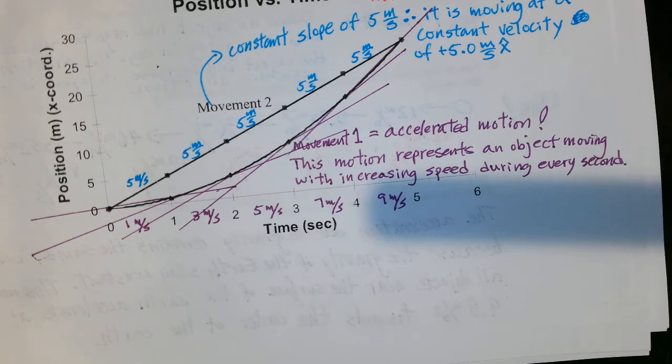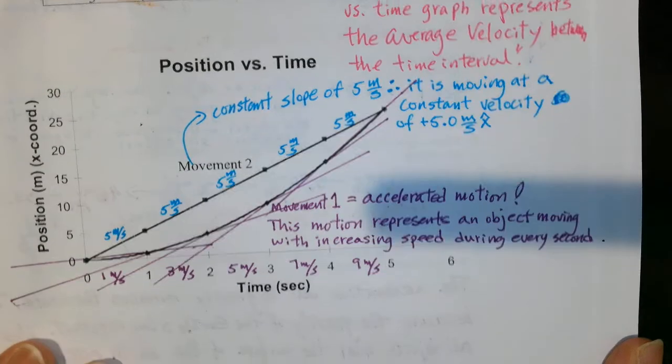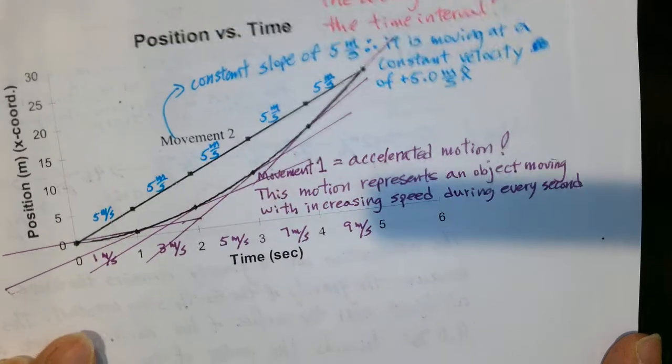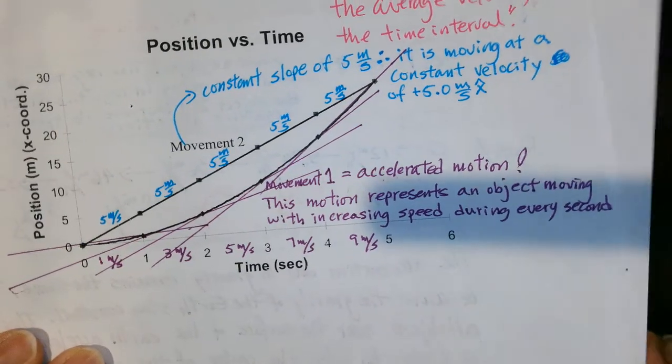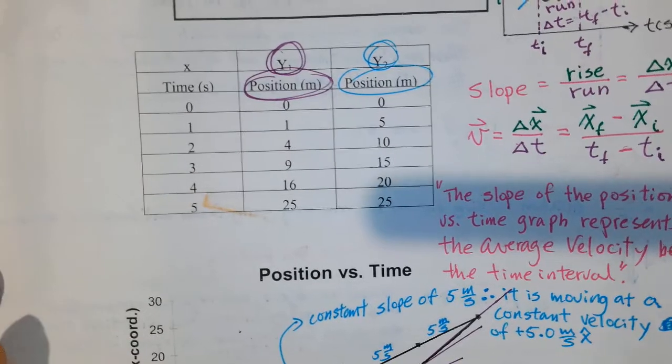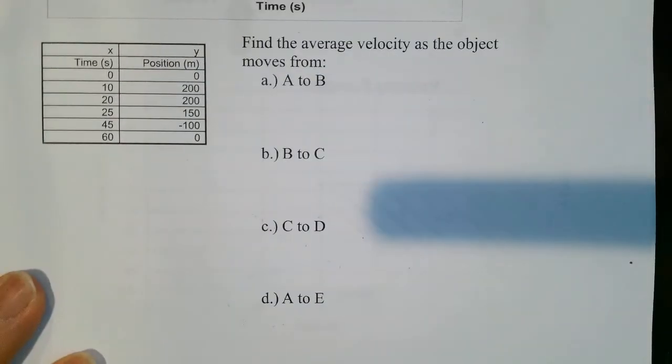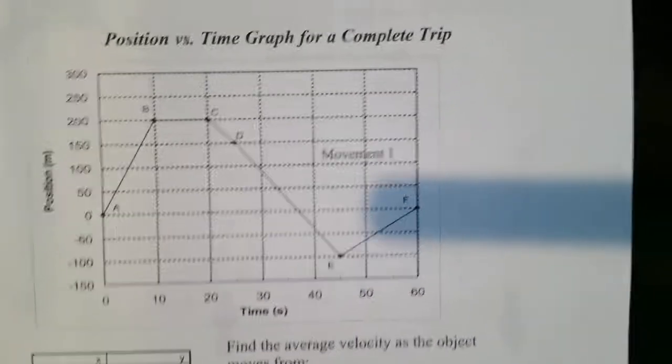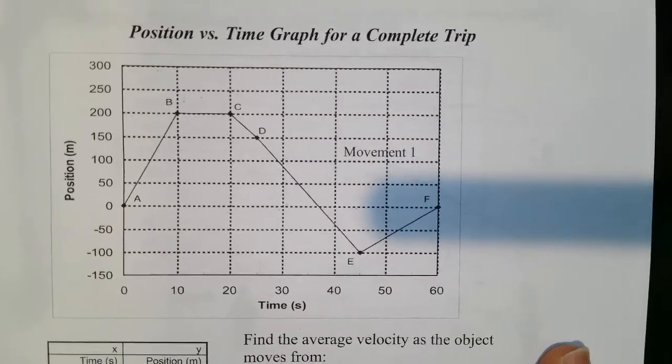So let's take a look at some position versus time graphs and how we can interpret the motion by looking at just the graph itself. Okay? I'll post a video of this on Schoology.